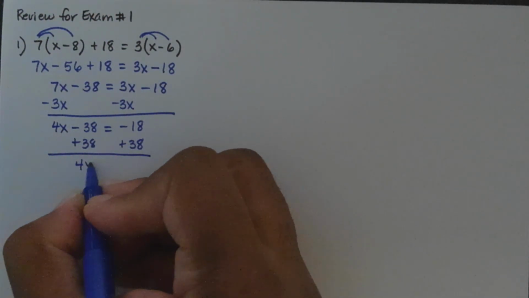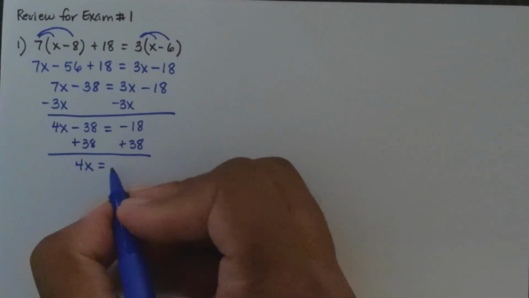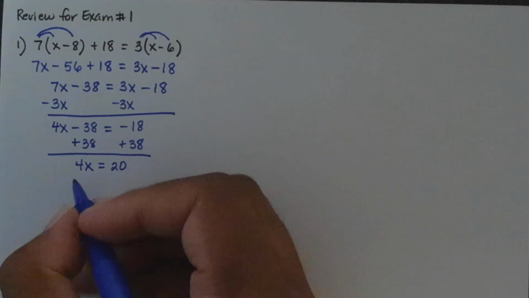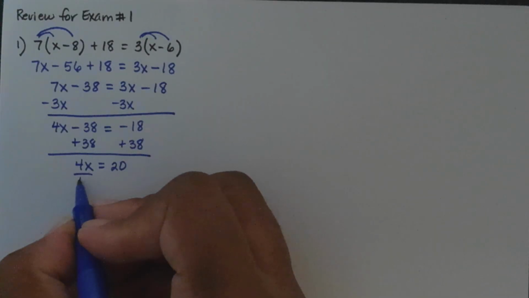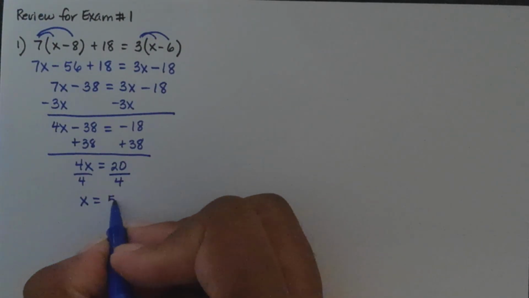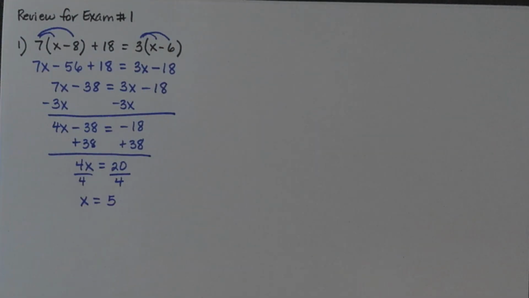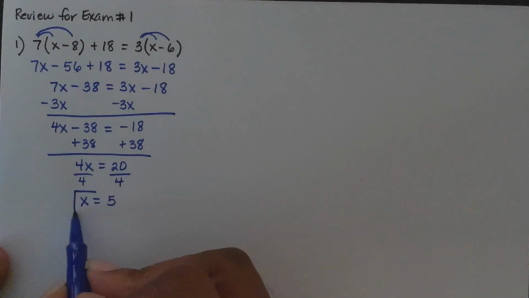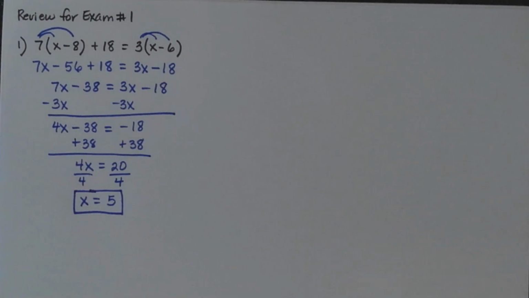So now you got 4x is equal to 20. And then to get x by itself, I need to divide by 4. So x is equal to 5. Now I didn't say check, but if you do have the time, you can check your proposed solution. So here x will be equal to 5. All right, questions on problem number 1.